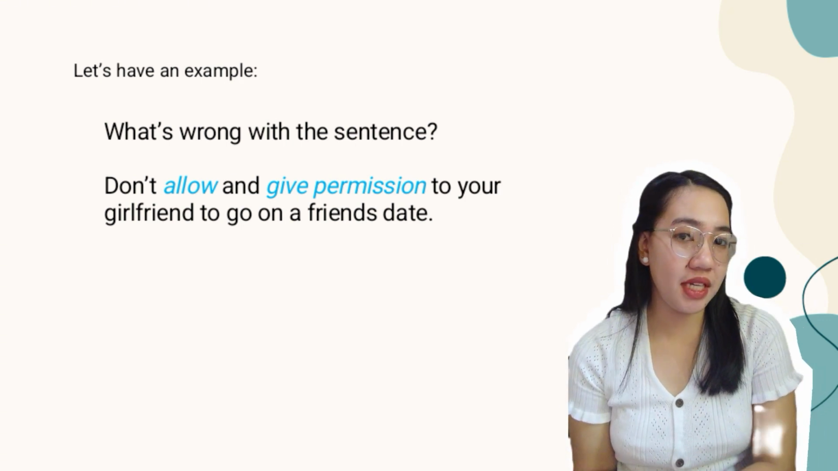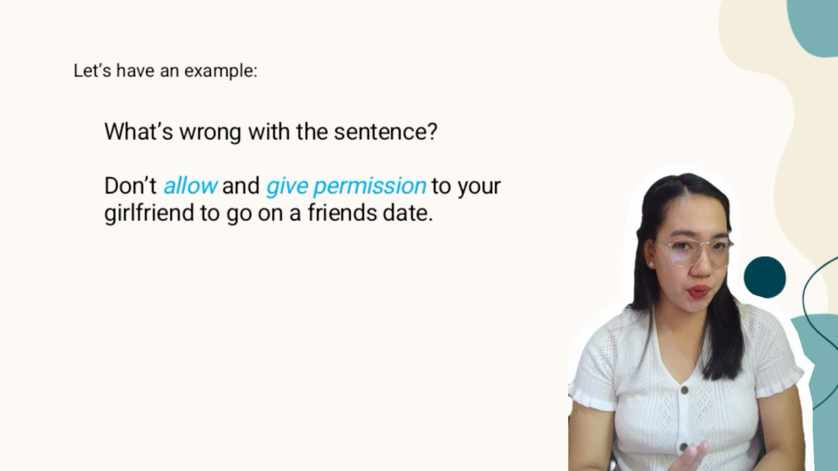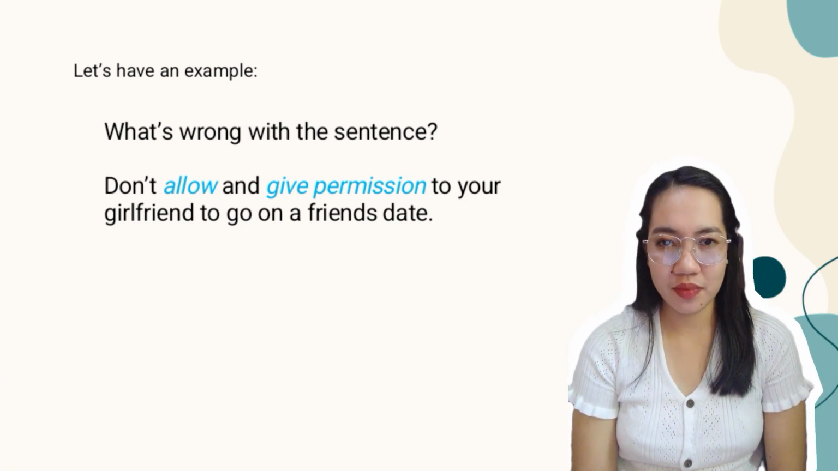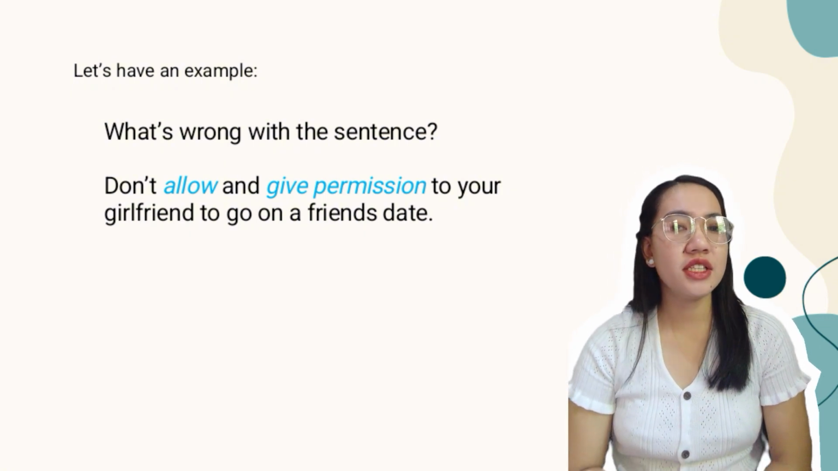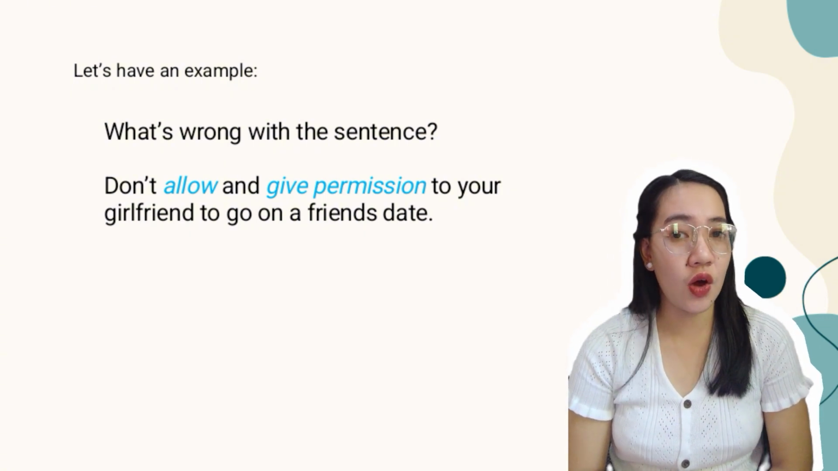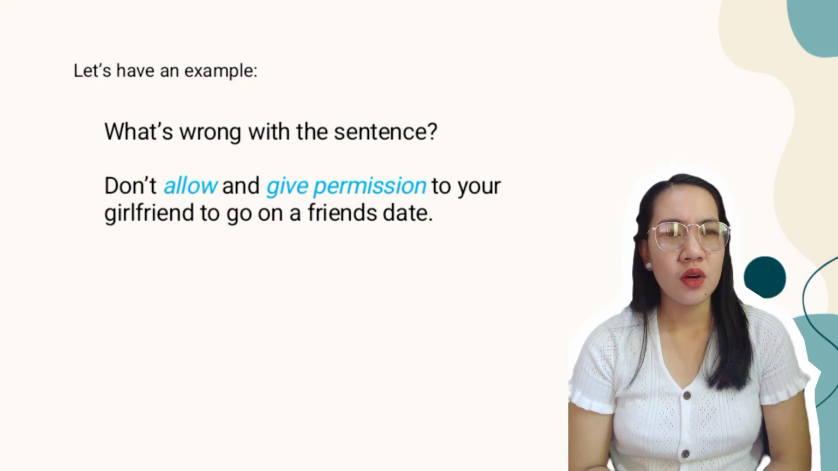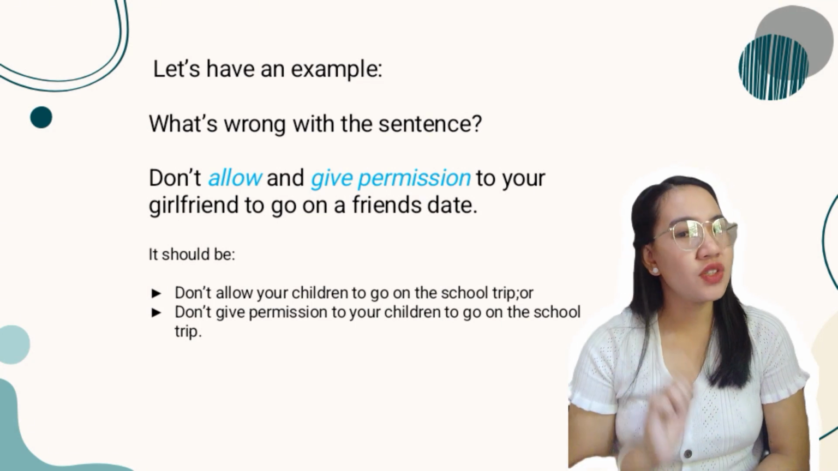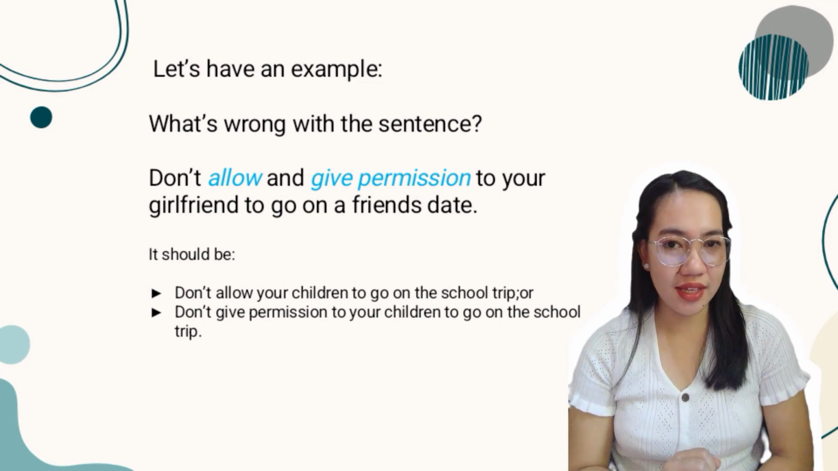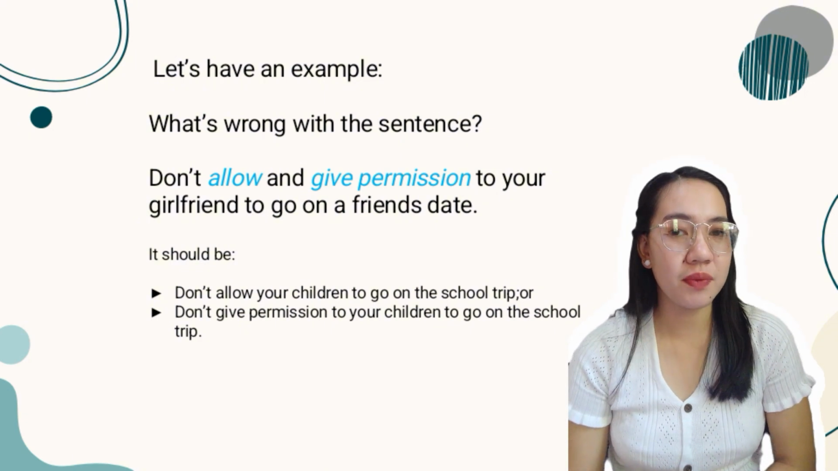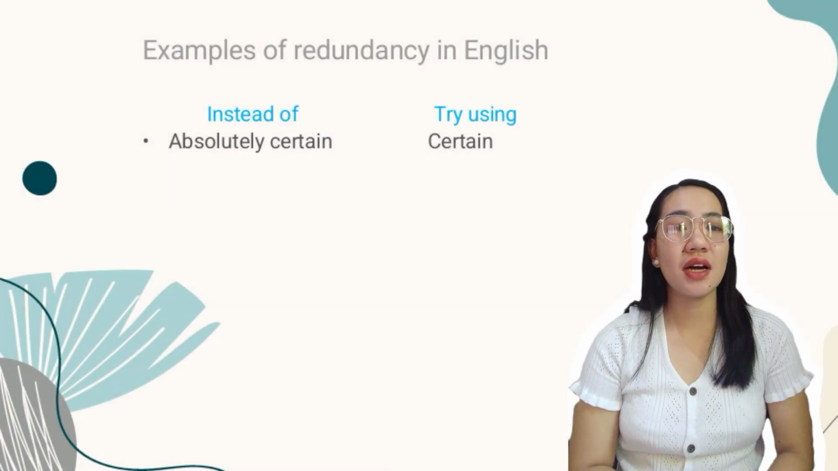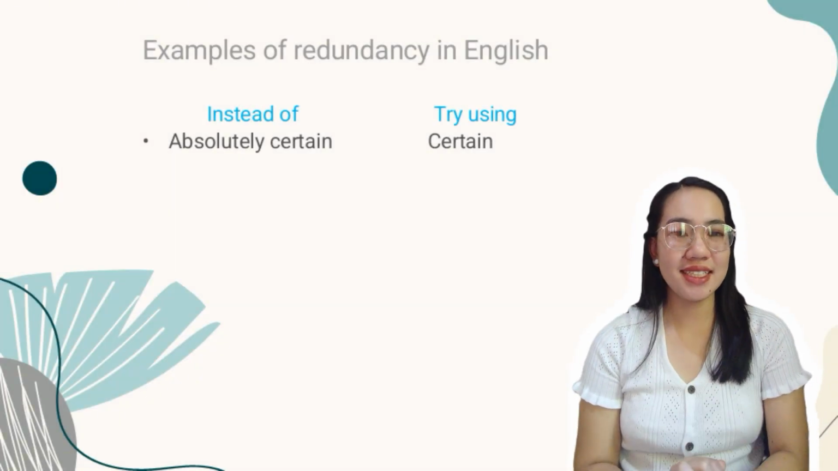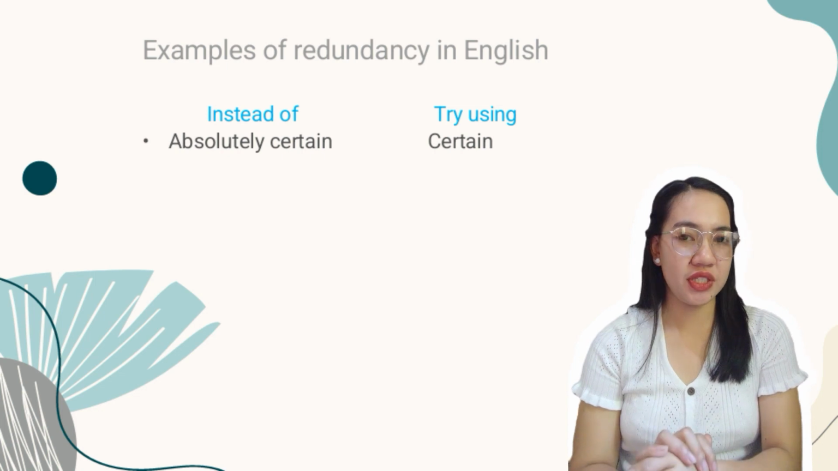Since they have the same meaning, you have to choose between the two and remove one of them. Instead of saying allow and give permission, you need to take out one of these, either allow or give permission. What should it be? So we have two options. Either, don't allow your girlfriend to go on a friend's date, or don't give permission to your girlfriend to go on a friend's date. Here are some examples of redundancy in English grammar that we should avoid.